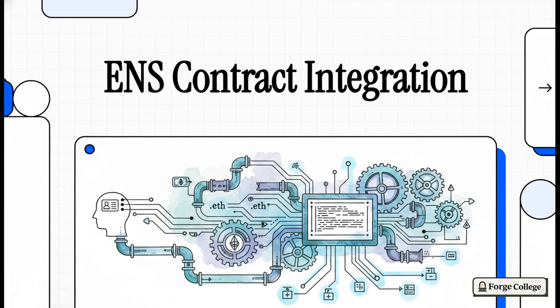If you hung out with us for the last lesson on preparing ENS names, you already know how to get your data cleaned up and ready. But now we actually have to build the plumbing. We're taking that abstract, human-friendly name and hardwiring it into deterministic, on-chain functions.